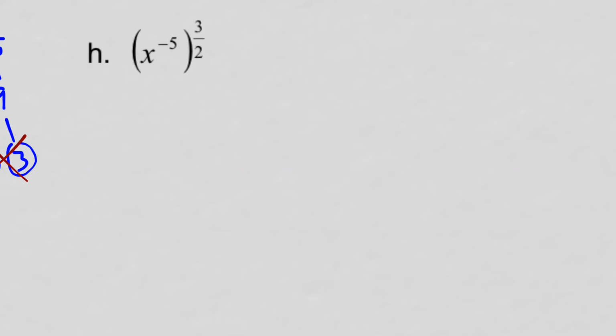Alright, h, again, looks pretty simple, just like a couple of examples ago. All we gotta do is multiply these two exponents, right? Power of a power means multiply the powers, multiply the exponents. So it's 5 times 3, which is 15 over 2. X to the negative 15 over 2. Which I am going to make a reciprocal right now, so it's 1 over x to the 15 over 2.